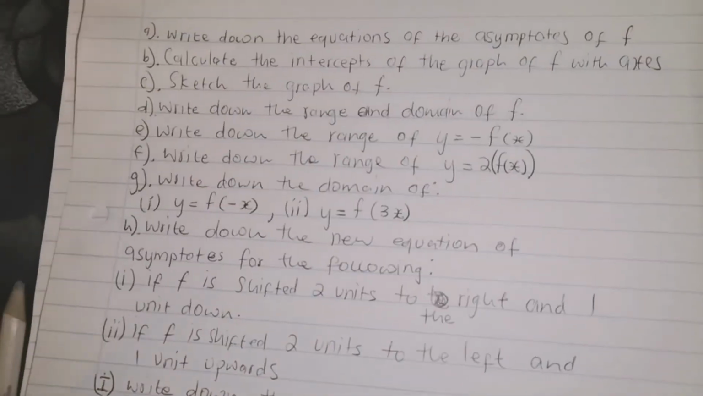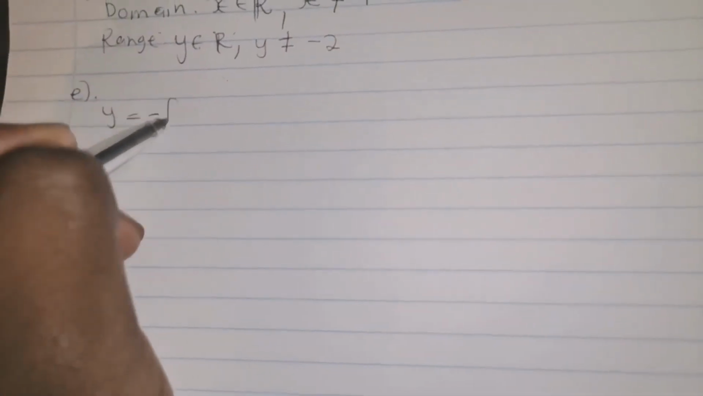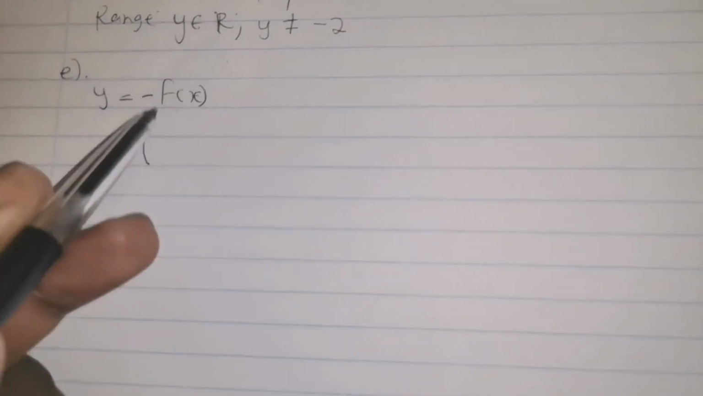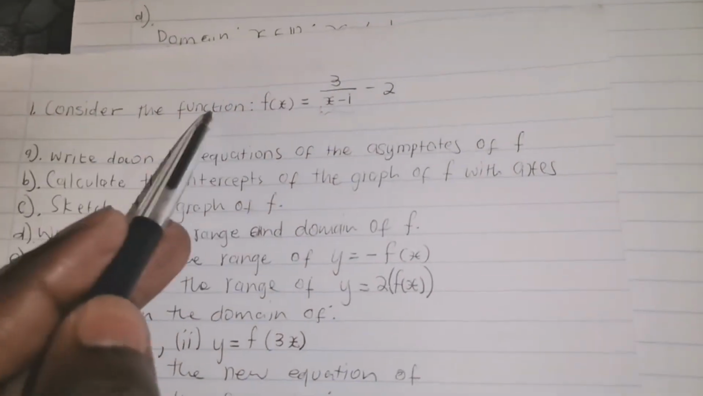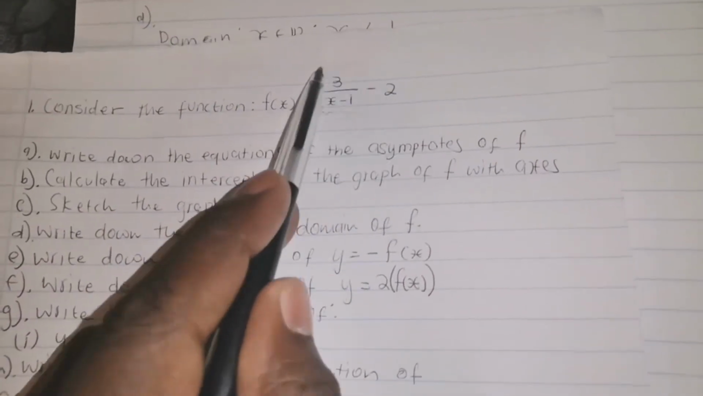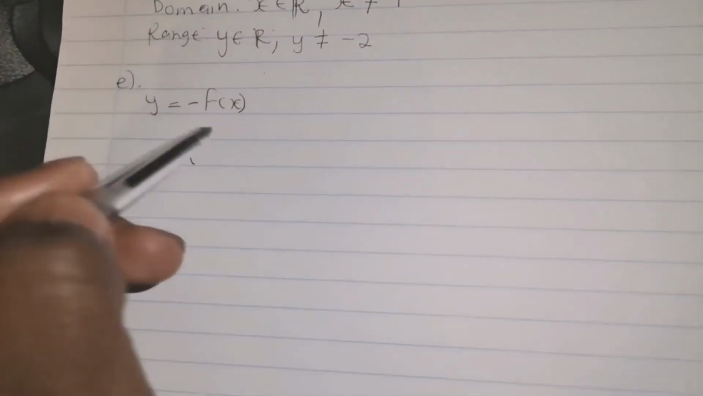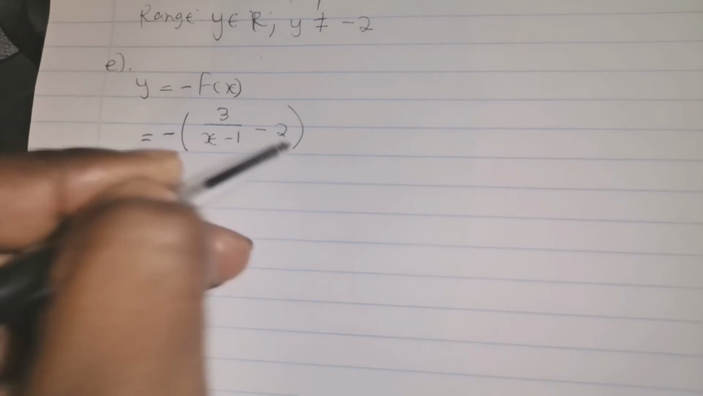Number E, write down the range of y equal to negative f of x. The range of y equal to negative f of x. The range, simple. Here we have f of x, then we have negative. Just let's put this negative. Then what is f of x? Let's compare. Here's f of x. You put it in this equation, where you see f of x, you substitute it basically. So you're going to have negative, open bracket, 3 over x minus 1 minus 2. Then you close the bracket.